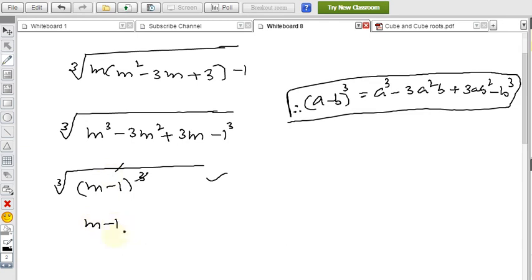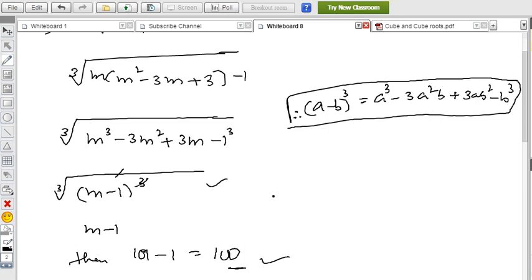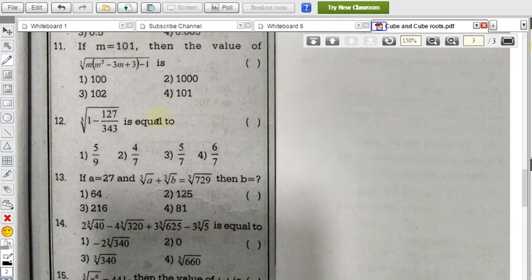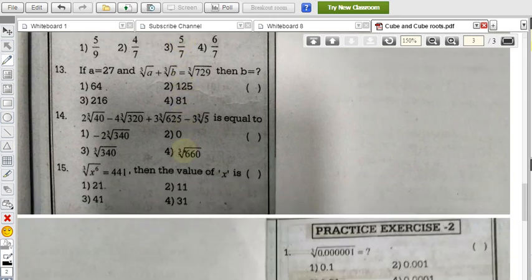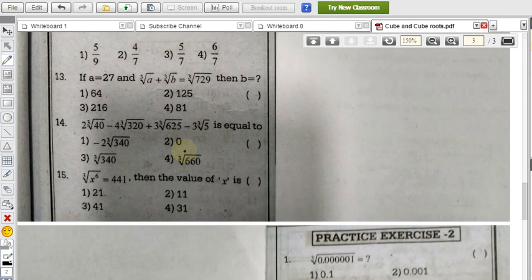Then m is given as 101, right? Then 101 minus 1 is 100. M minus 1 you got, m value substituted, then the answer is 100. Yeah, 12th one is a similar question repeated. 13th: if a is 27, then cube root of a plus cube root of b is equal to cube root of 729. Then the value of b is dash.